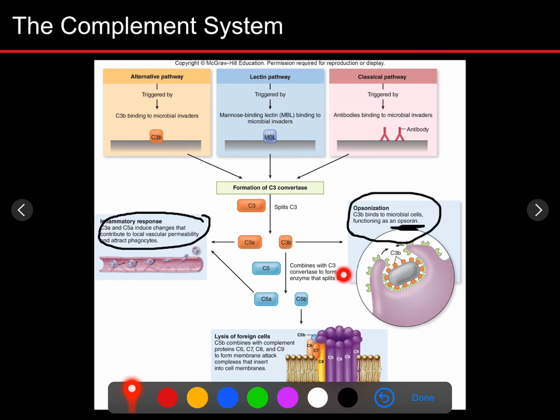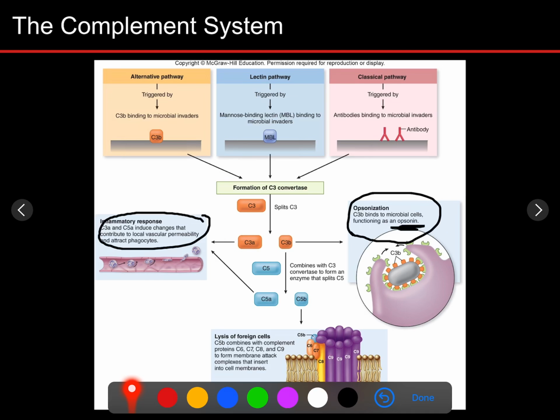C3b will also combine with C3 convertase to form C5 convertase, which again is going to split C5 into C5a and C5b. In the complement system, whenever you split something, you split it into an A half and a B half. Again, the A half, C5a, is a very potent inflammatory response stimulant. In addition to doing all of the things C3a does, it also acts as a potent chemoattractant or chemotactic agent.